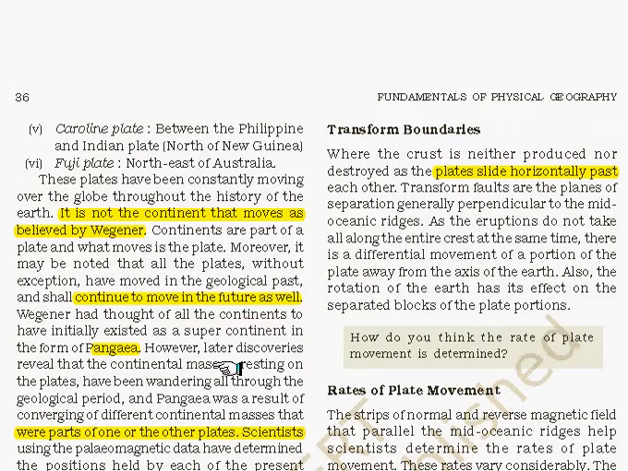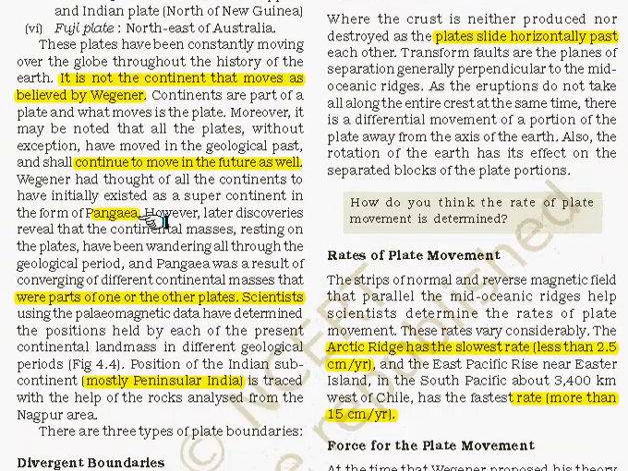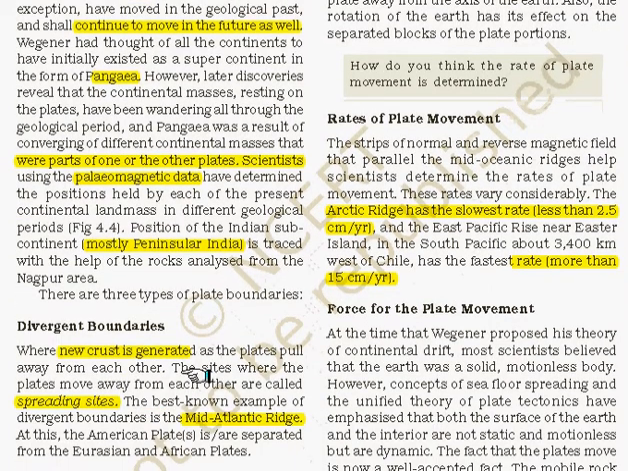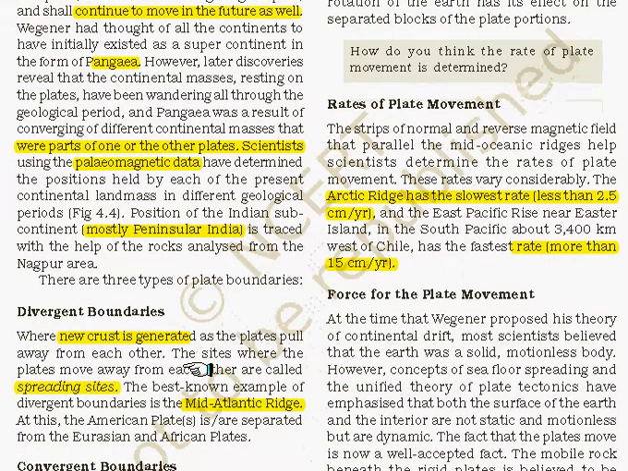Pangaea, for one example, was the result of the converging of different continental masses that were part of one another plate. Scientists use paleomagnetic data and determined the position held by each of the present continental masses. We will see in detail the position of the Indian peninsular mass over a period of time. But before that, let us study the various types of boundaries around each type of plate.